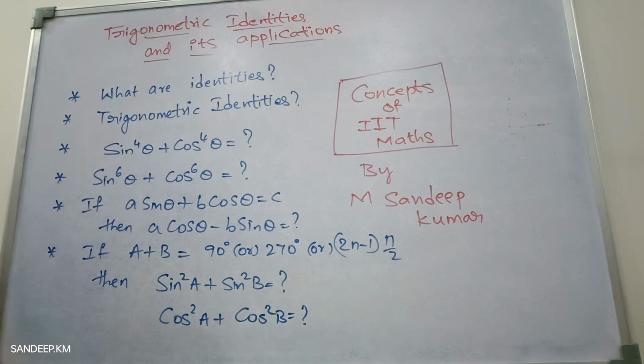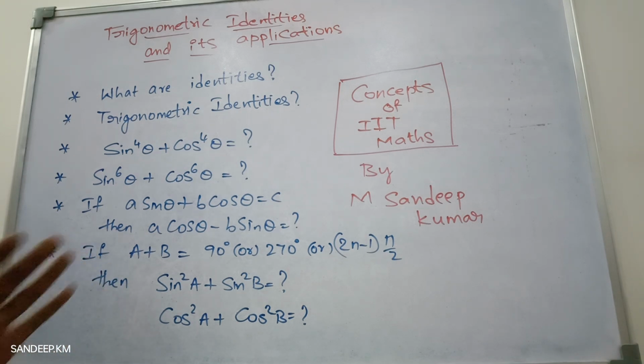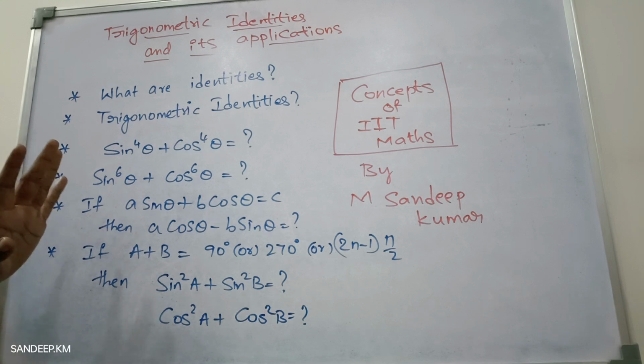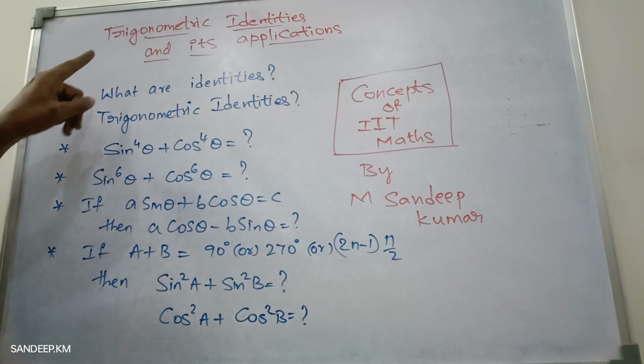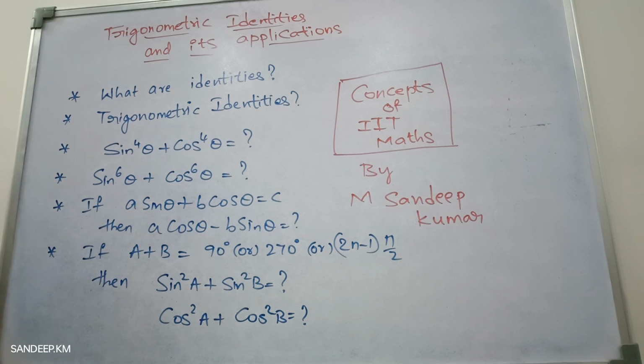We are in the chapter of trigonometric ratios and we have already uploaded a few videos on the concepts of trigonometric ratios. In this, one of the most important concepts is trigonometric identities and their applications in problems. So in today's video, we will discuss trigonometric identities and how to apply them in problems, and we will see some of the important models.